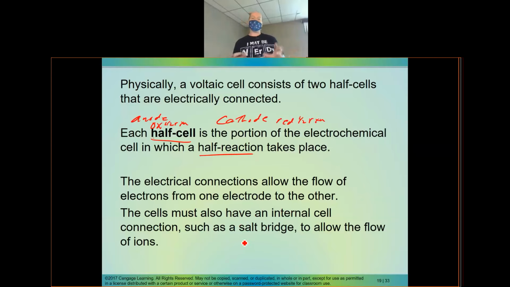You're also going to have an internal component, and that's going to be a salt bridge. KNO3 is a common one, KCl is another. It's a salt that is going to allow the flow of ions in order to not build up a giant charge on either side of your cell.